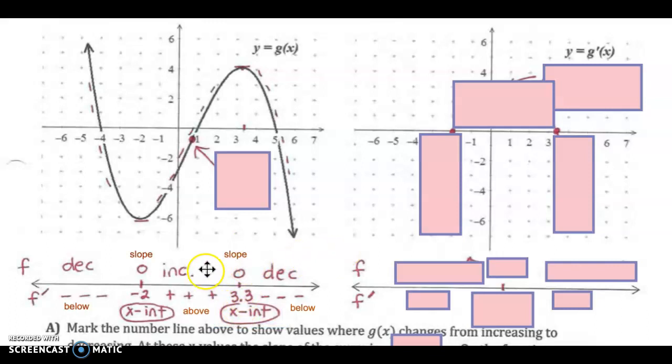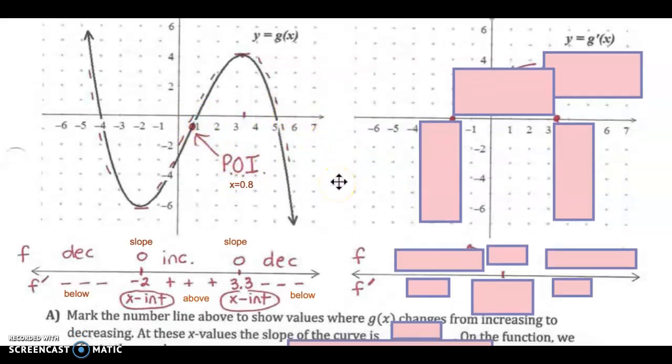Okay, so now we know this, and I've covered this up too. This is our point of inflection here that we talked about in the last part. It goes from concave up to concave down. And that's about 0.8, I would say. Close enough. It's not exactly at 1 yet.